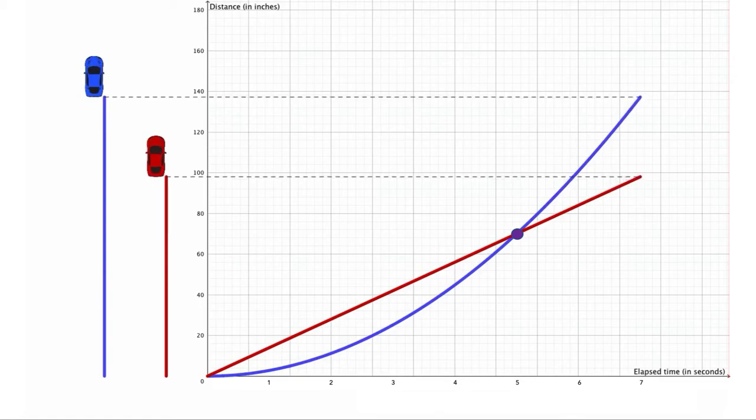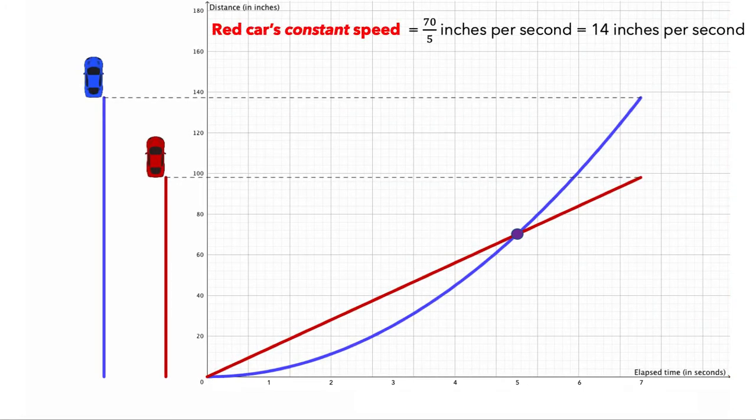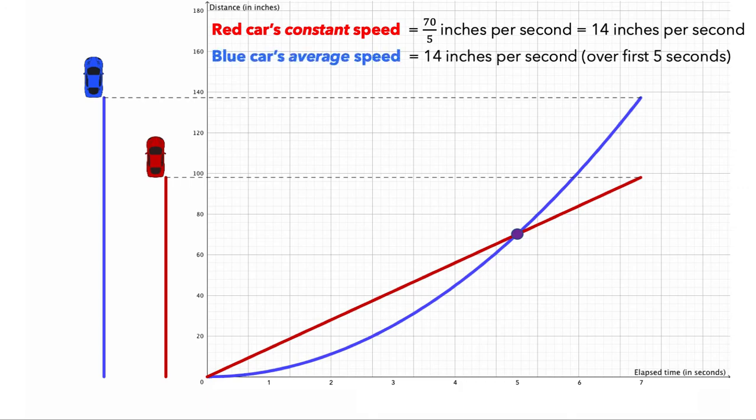But the red car traveled at a constant speed, whereas the blue car was accelerating. Specifically, the red car traveled at a constant speed of 70 over 5, or 14 inches per second. Since the blue car traveled the same distance as the red car over the first 5 seconds since they started moving, the blue car's average speed over this interval of time is equal to the constant speed of the red car, which is 14 inches per second. This is the meaning of average speed.